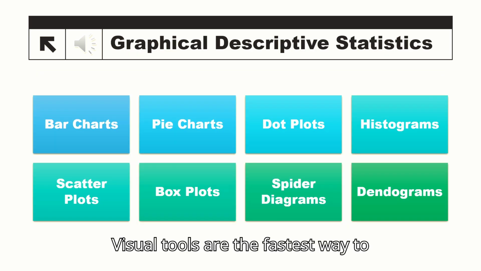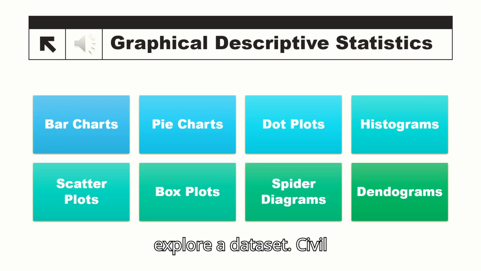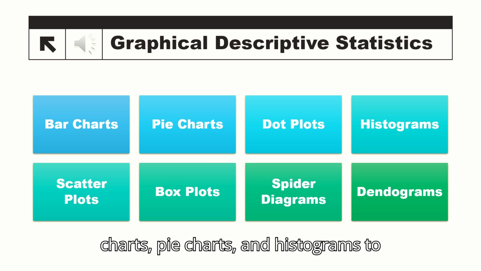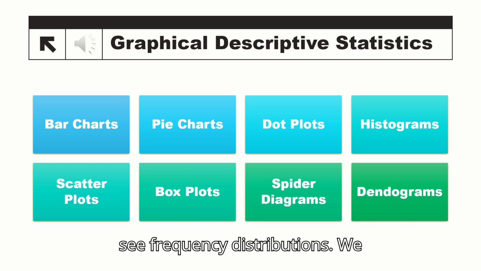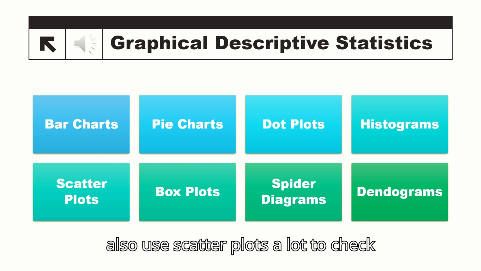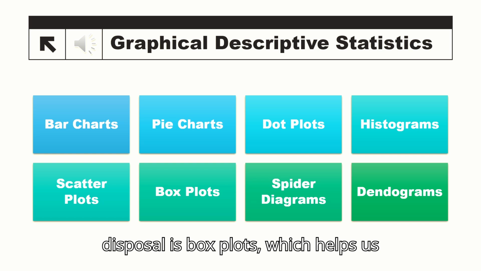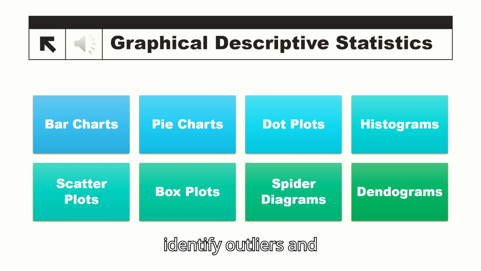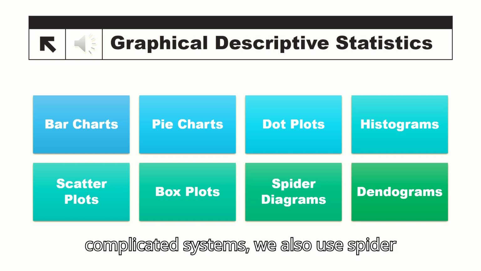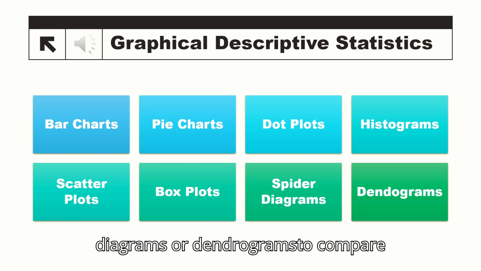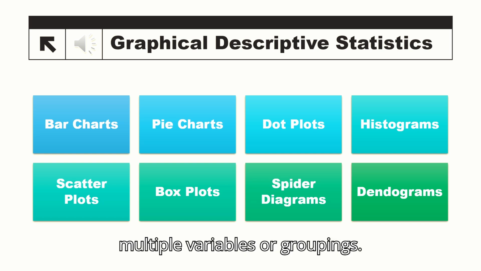Visual tools are the fastest way to explore a dataset. Civil engineers regularly use bar charts, pie charts, and histograms to see frequency distributions. We also use scatter plots a lot to check relationships. Another tool at our disposal is box plots, which helps us identify outliers and spread. For more complicated systems, we also use spider diagrams or dendrograms to compare multiple variables or groupings.